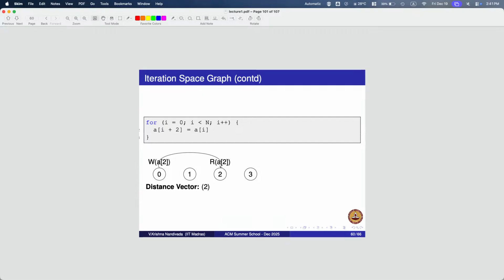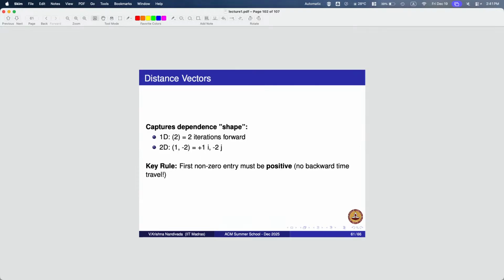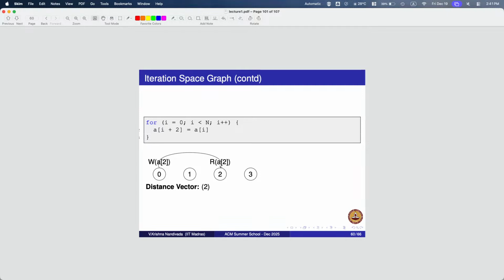But we call it a distance vector. Why is the vector coming into the picture? Let us say I have a loop nest. Maybe the next example should show a loop nest. Dependence cannot be backward, it's always forward. The dependence is always from an older iteration to a newer iteration, or same iteration to same iteration.